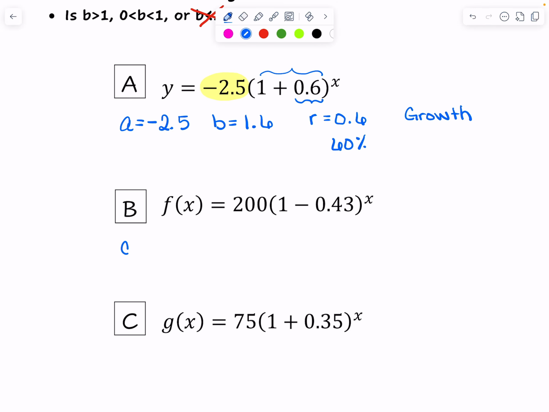On this one, A is our y-intercept, so it's 200. B is everything that's in the parentheses. So the B value, 1 minus 0.43, is 0.57. The R value is 0.43 or 43 hundredths, which is also 43%. Because our B value is between 0 and 1, this one is a decay.